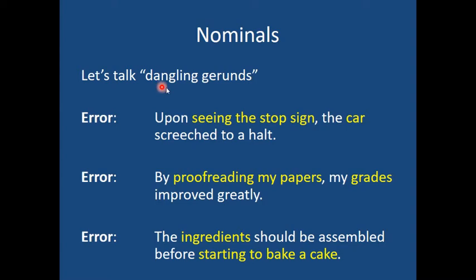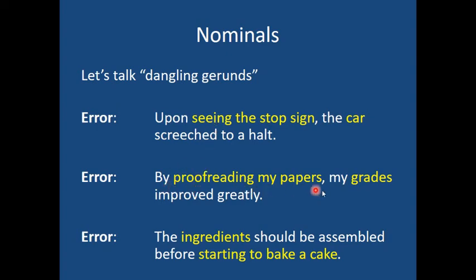The reason we call it a dangling gerund is because the subject of the gerund, like who's seeing the stop sign, is not in the sentence. So it seems to dangle, because the person who's actually doing the action of the verbal, in this case seeing, is not in the sentence. And therefore, it's sort of hanging out, but it has nowhere really to connect to. And therefore, it dangles.